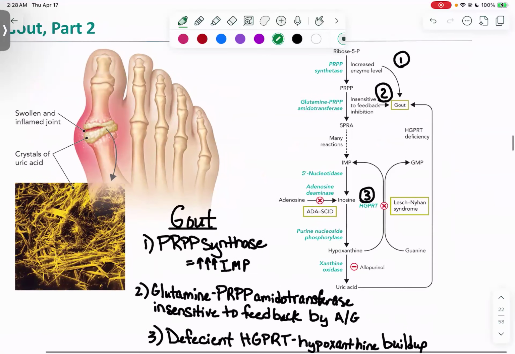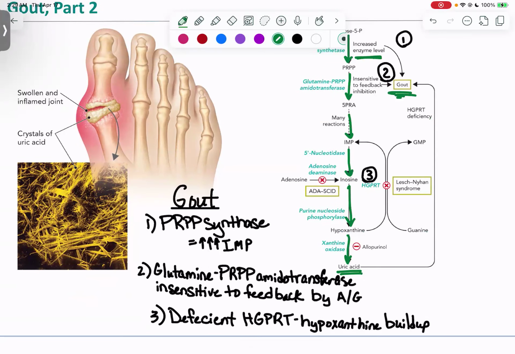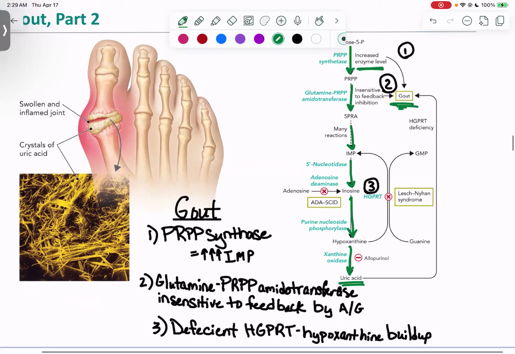The very first one: if we have an increased enzyme level of PRPP synthetase, then I'm going to make more PRPP, which is going to make more of every single thing below it in the pathway, which ends up making uric acid. So then uric acid builds up and we get gout. So that's one way that it can happen.